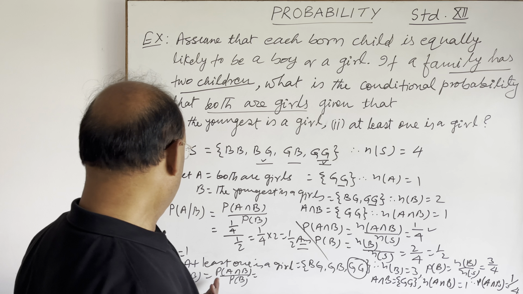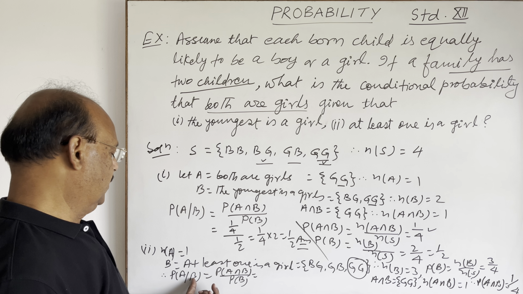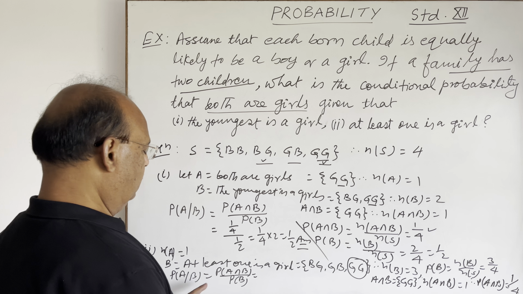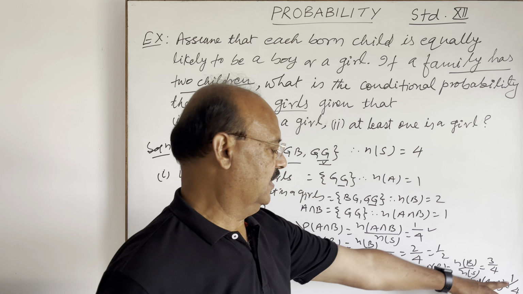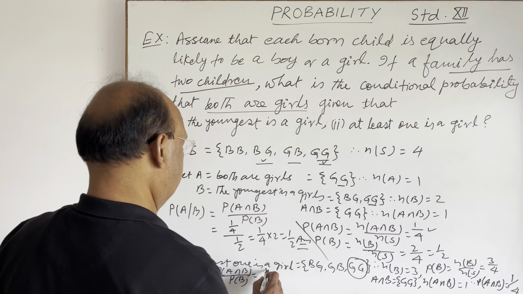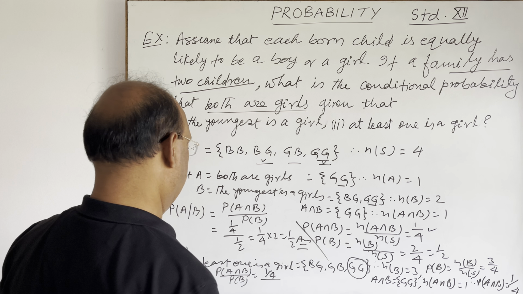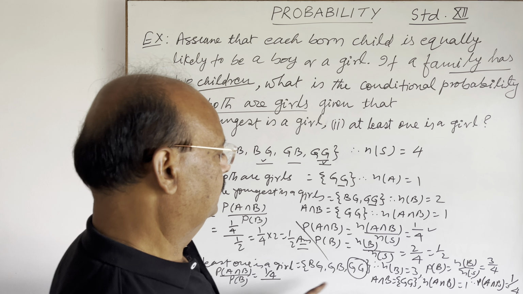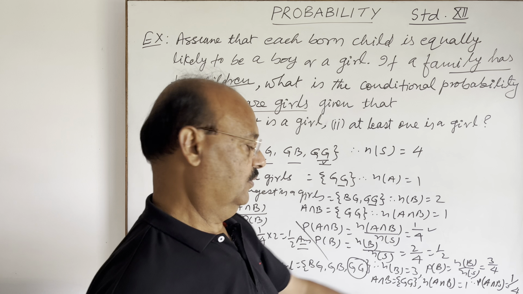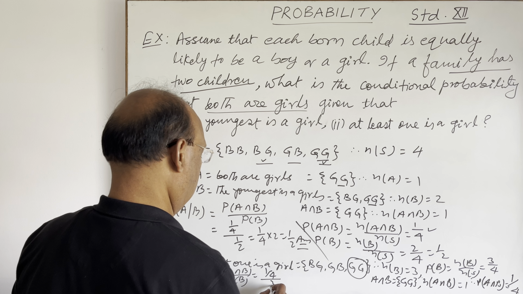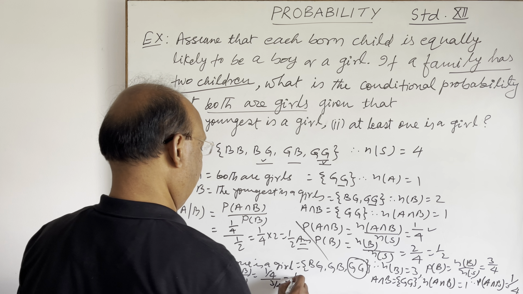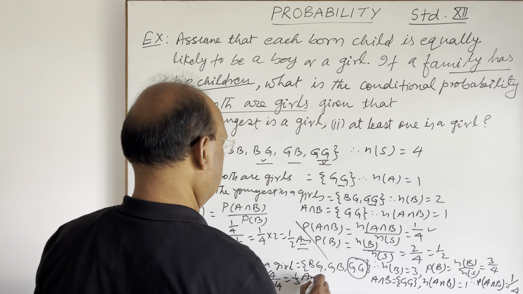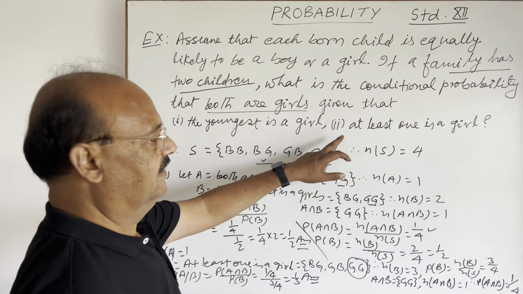Correct? Now we can find out probability of A given B very easily. So probability of A given B is 1 by 4 divided by probability of B, which is 3 by 4. So finally we are getting 1 by 3 as the answer of this second part.